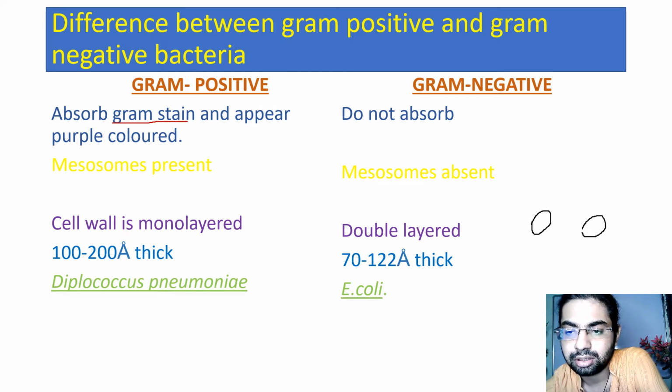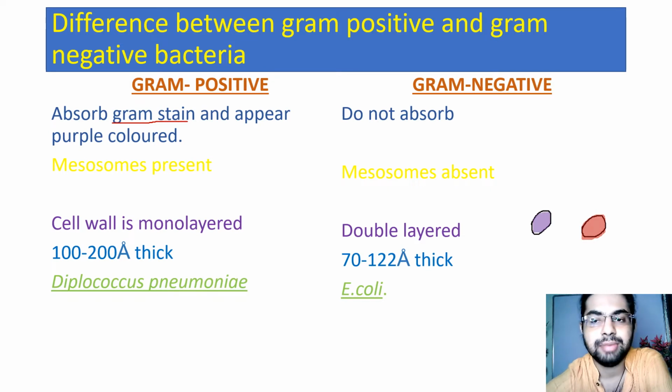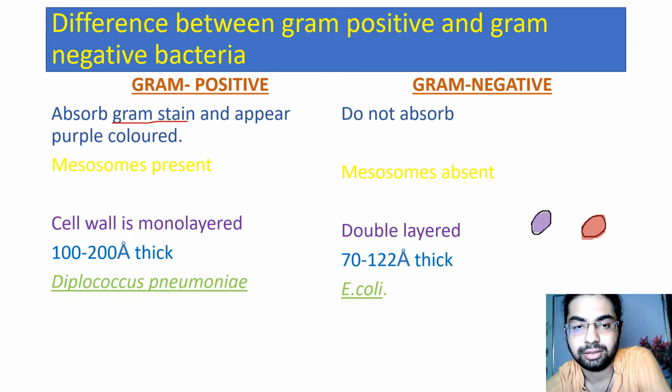This purple colored bacteria is gram positive because it has absorbed gram stain, and this red color is gram negative. Example, E. coli. Just remember this for this lesson. Okay.